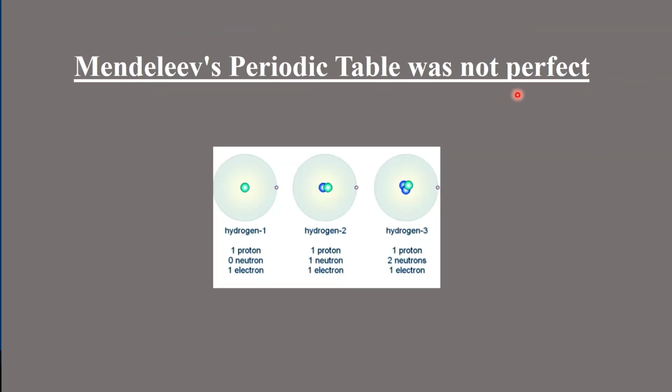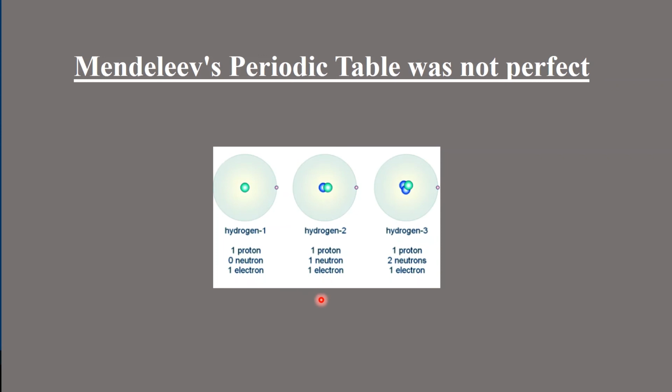Mendeleev's periodic table was not perfect. Although it was very successful, it had some defects. For instance, it was not clear about the position of isotopes. Isotopes of the same element have the same atomic number but different mass numbers. So the isotopes of the same element had to be put in different positions in Mendeleev's periodic table, as the table was based on increasing atomic mass.